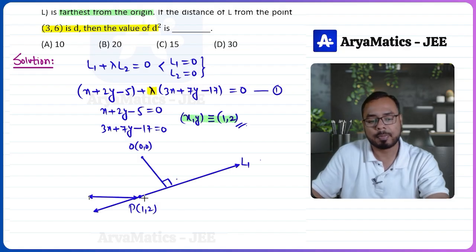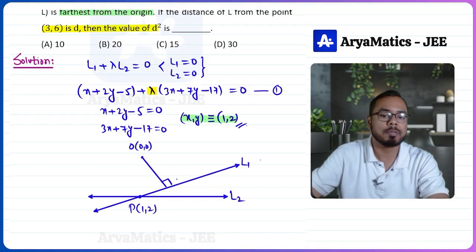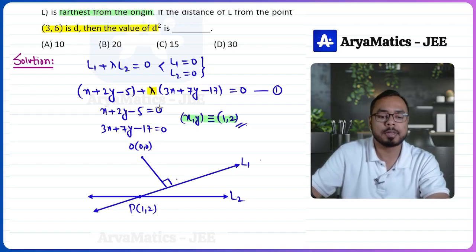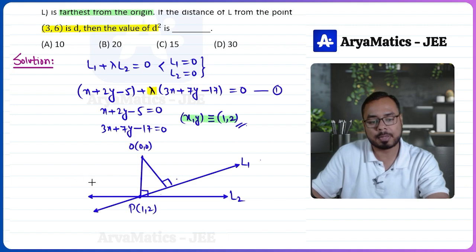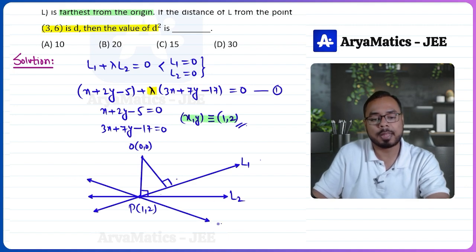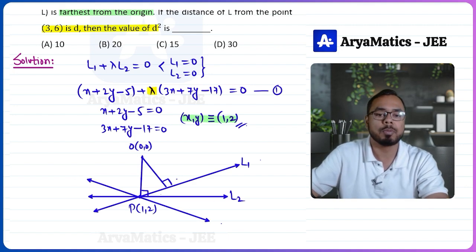Let us say we have another line L2, and the distance of this line from the origin will be this length, right? So you can very easily establish this fact: if I need a line which is at maximum distance from the origin, then that line will be perpendicular to OP, right?